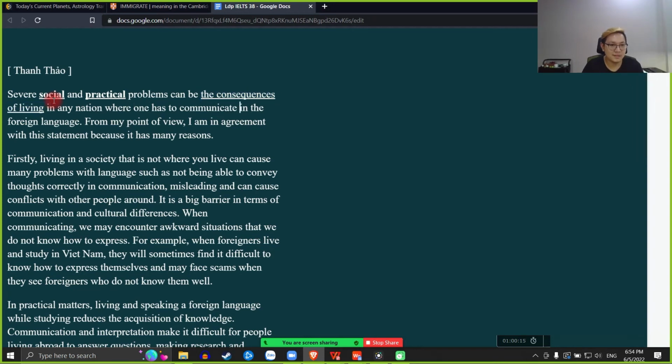Well, one has to communicate in a foreign language. From my point of view, I am in agreement with this. Okay, I am in agreement with this. Very good statement because it has many reasons.